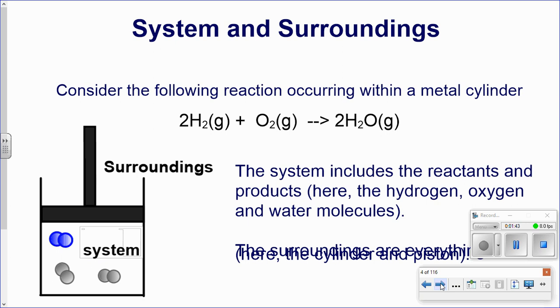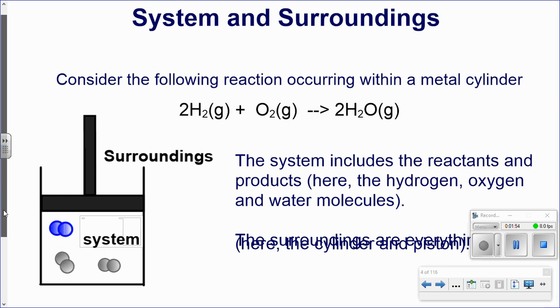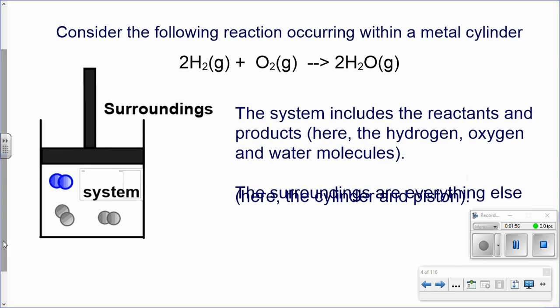Now, versus the system and the surroundings, we have the following reaction. We have hydrogen gas and oxygen gas creating water. When we look at this, you'll notice that this is the system. This is what we're looking at down here. Everything else is the surroundings. So the system includes the reactants and products, and of course you can see those. And again, the surroundings is everything else.